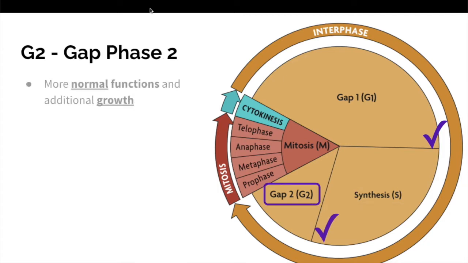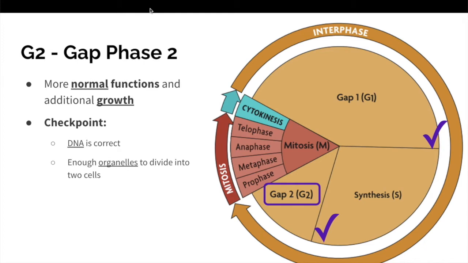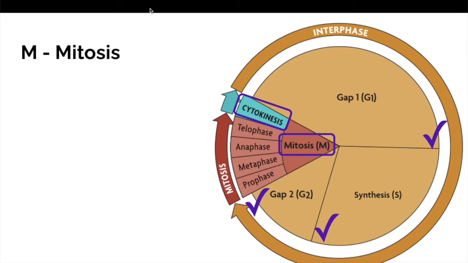Gap 2 is another very short phase where there's more normal functions and additional growth, and it's final preparation for the process of cell division coming up in mitosis. So at the end of gap 2, there's another checkpoint to make sure, again, the DNA is correct and that there are enough organelles to divide it properly into 2 cells at the end of mitosis. And then we enter mitosis and cytokinesis to conclude.